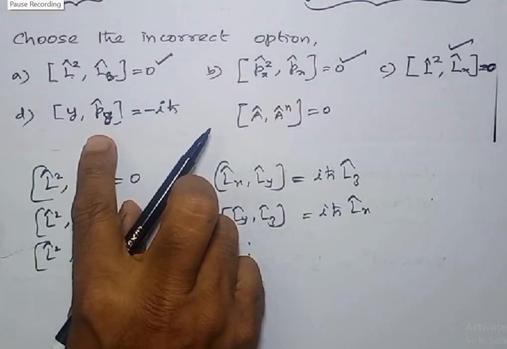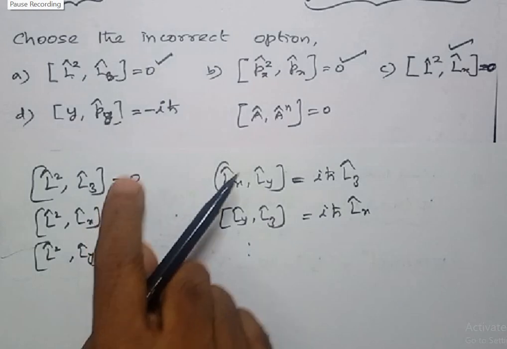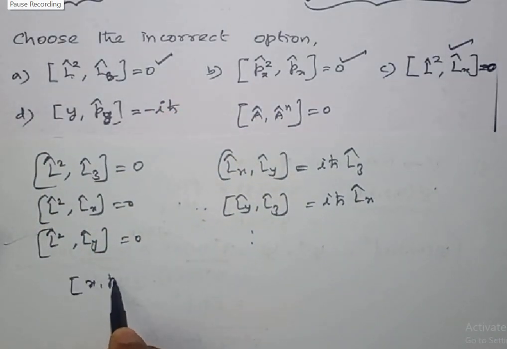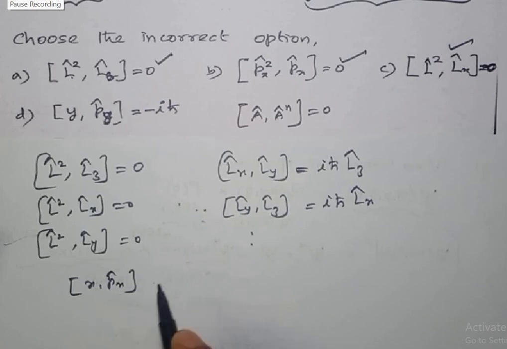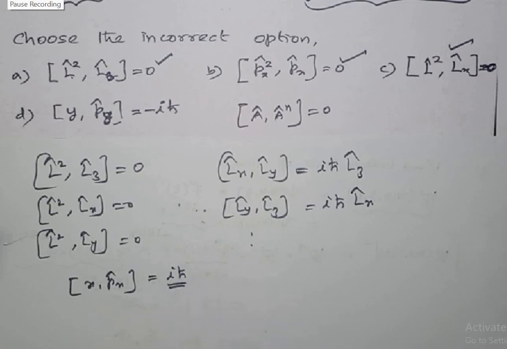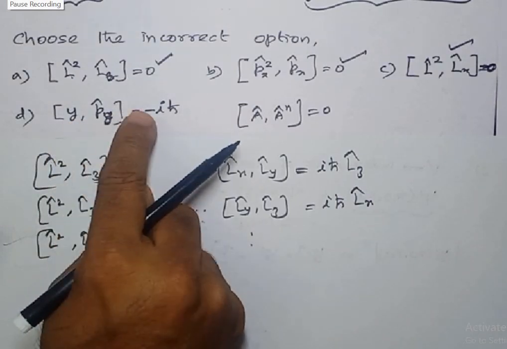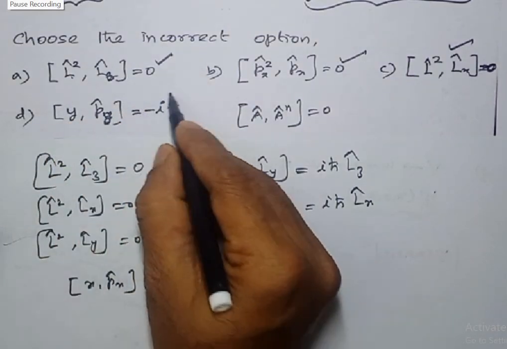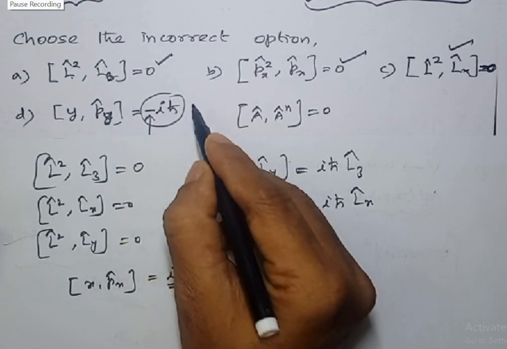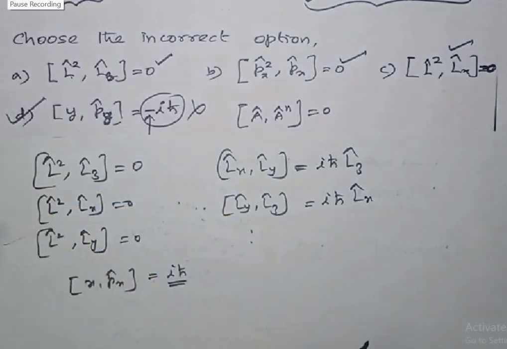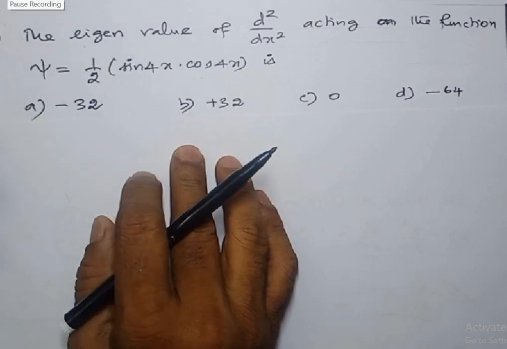Then what about option D? Y comma Py equal to minus i h cross. You know very well, X comma Px, they do not commute; you will get i h cross. X comma Px is i h cross. Similarly, Y comma Py should be plus i h cross, not minus. Minus is given. Therefore, this is wrong. So the correct option for this question is option D. Right? So question number 5.